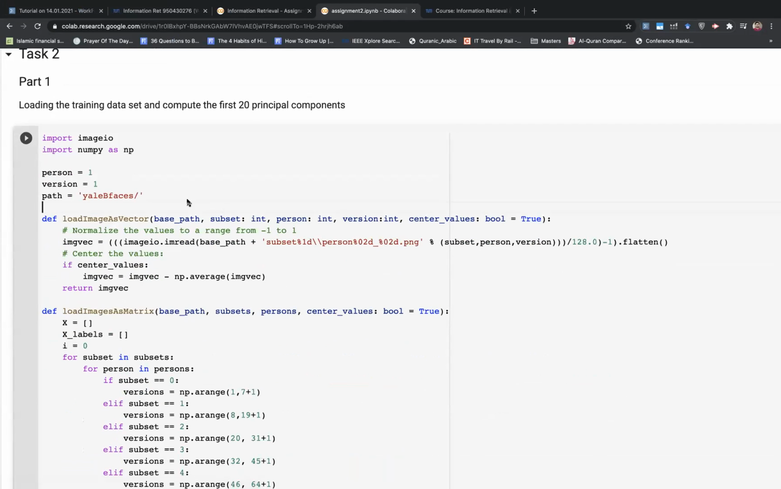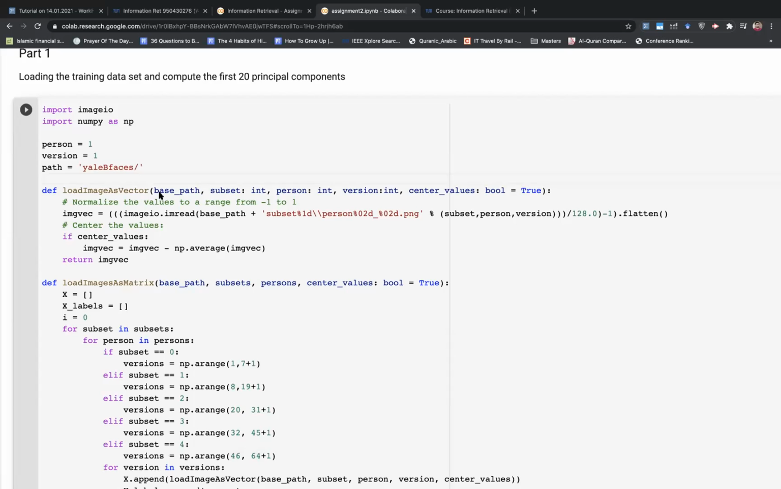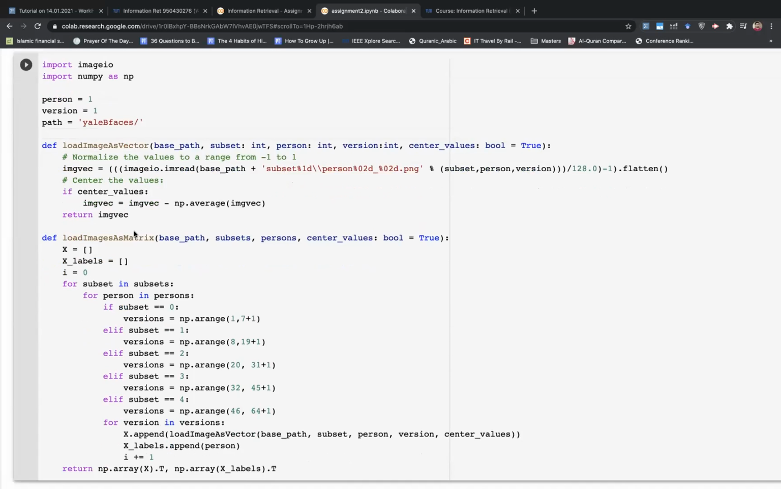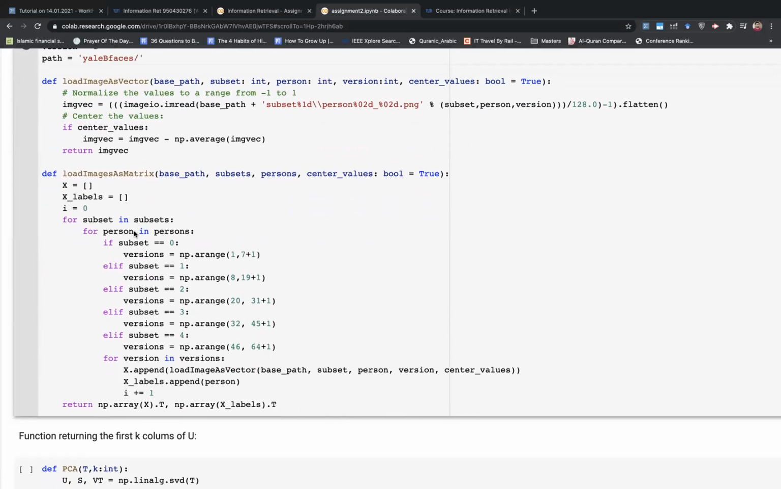One possible implementation is that you define the path and then load the image as a vector. You can use the image IO library, like we used in the tutorials. You read the image and then center the values by subtracting the average from the image vector. To load as a matrix, this matrix should also take into account the number of persons and number of subsets. So for person in persons, we arrange it in this fashion.